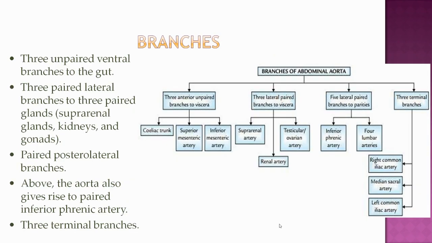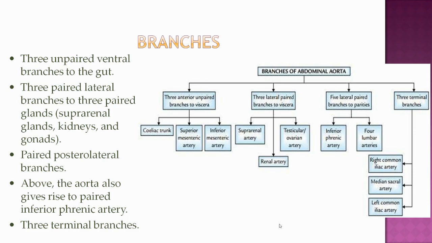Now we will see the branches. Three unpaired ventral branches to the gut and three paired lateral branches to three paired glands, that is the suprarenal glands, kidneys and gonads, and paired posterolateral branches above the aorta. It also gives rise to the paired inferior phrenic arteries and three terminal branches.